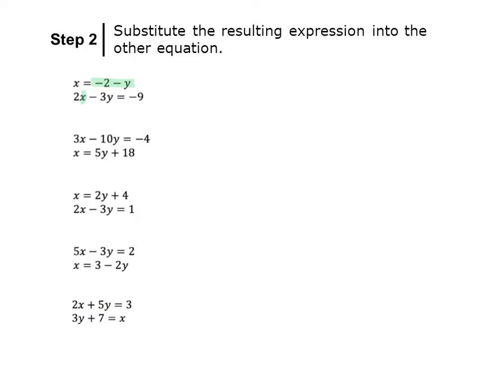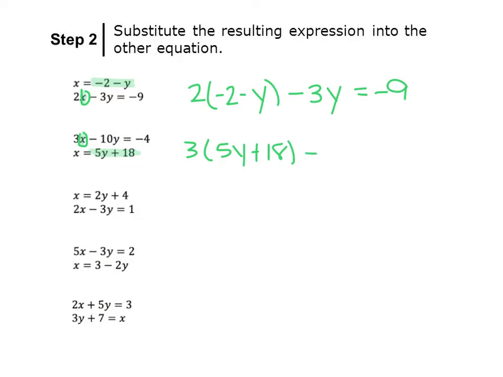What is that going to look like? It's going to look like 2 times negative 2 minus y instead of x, but then there's still a minus 3y equals minus 9. Or in the second one, I know x is 5y plus 18. So I want to replace x this time, because x is the letter that's by itself. I want to replace that x with 5y plus 18. So it looks like 3 times, instead of x, I'm going to put 5y plus 18, minus 10y equals negative 4.